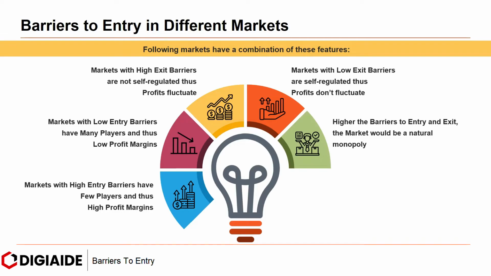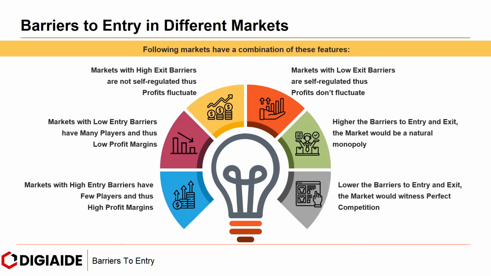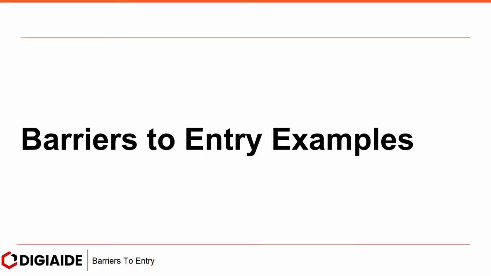Next, the higher the barriers to entry and exit, the market would be a natural monopoly because new players won't get an entry and the existing ones won't leave. And finally, the lower the barriers to entry and exit, the market would witness perfect competition. Moving on to barriers to entry examples.